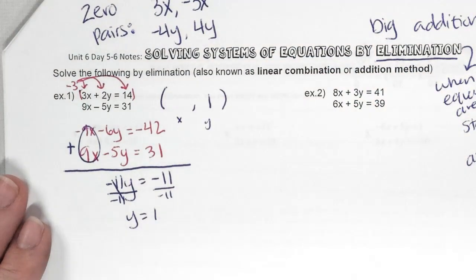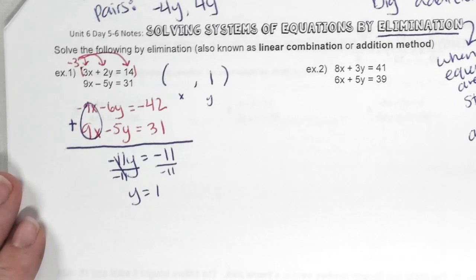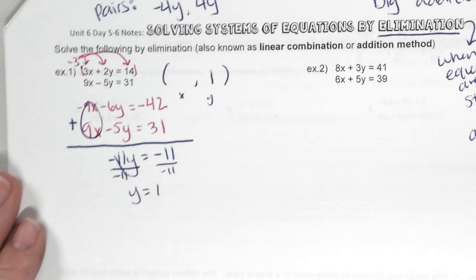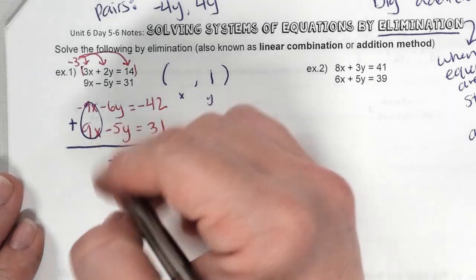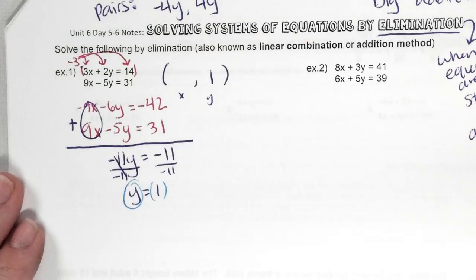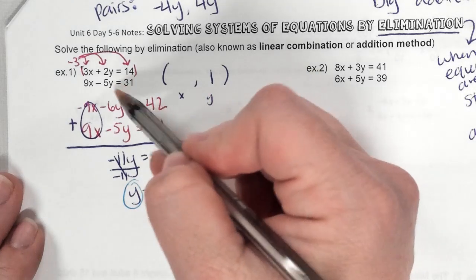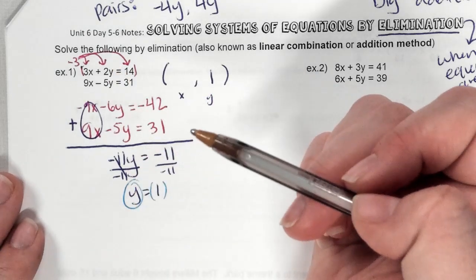Now this is where it actually goes back to substitution. So guess what we're going to do to find x? We're going to plug it into one of the equations and solve by substitution now. So this is a twofer. If we know y equals 1, I can pick one of the originals. It doesn't matter which one. I'm going to use the first one because it's smaller numbers.